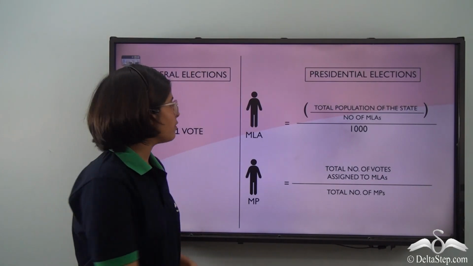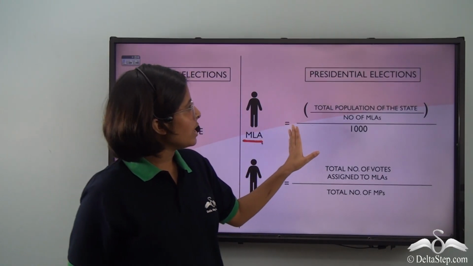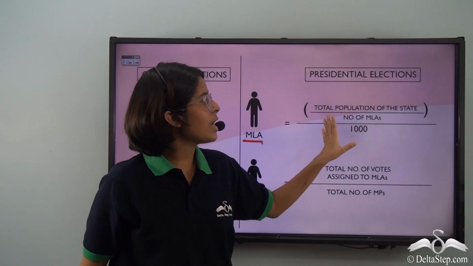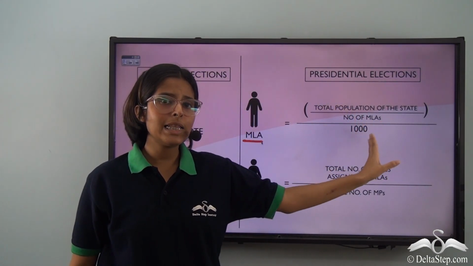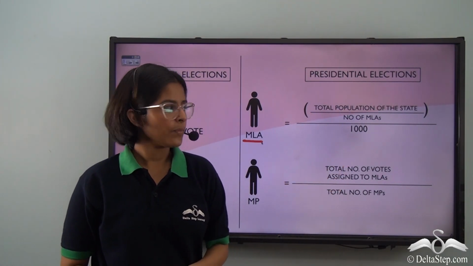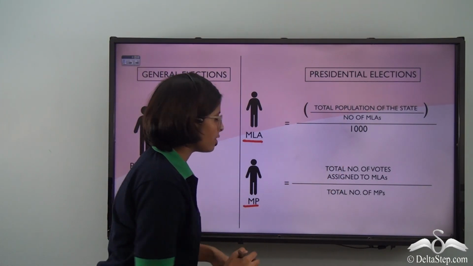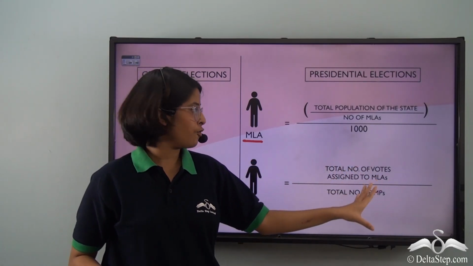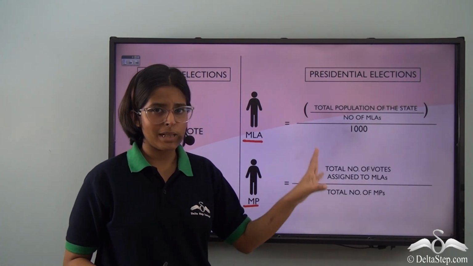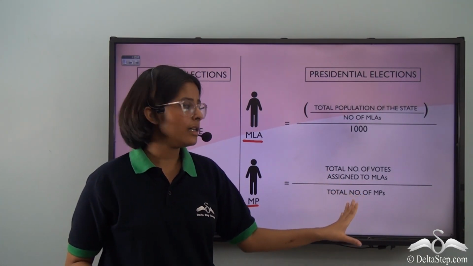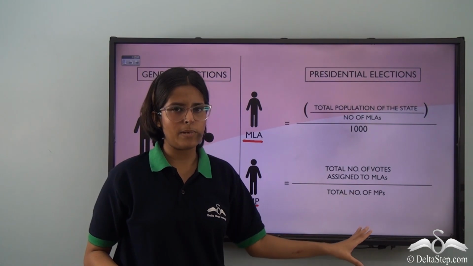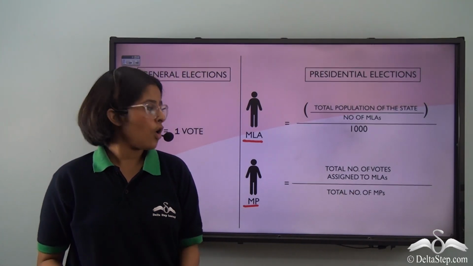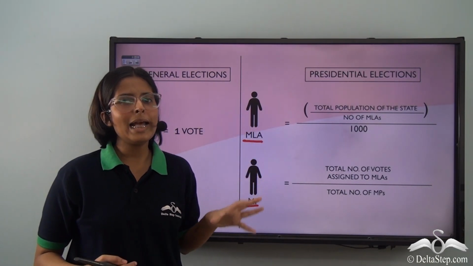So for calculating the value of vote of an MLA, we divide the total population of the state by the number of MLAs and divide the entire thing by 1000. Similarly, for calculating the value of vote of an MP, we divide the total number of votes assigned to all of the MLAs of the country by the total number of MPs. That is how we derive the total value of votes of one MLA or one MP.